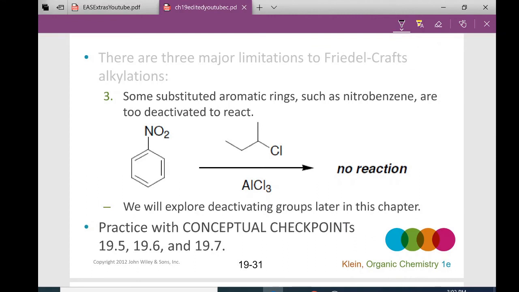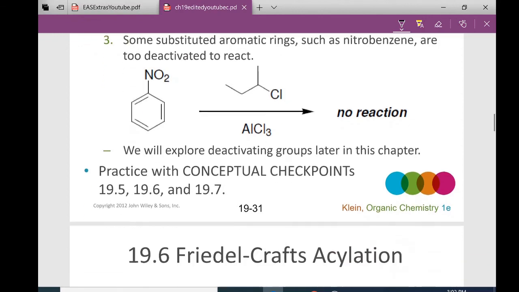Now, if you have a deactivator, which we're going to talk about later, on the ring, then it's going to deactivate the ring toward electrophilic aromatic substitution. And if you have something as electron withdrawing as, say, a nitro group, you're going to get no reaction because we really need that benzene ring to act as a nucleophile. And if you have an electron withdrawing group on the ring, that's going to destabilize that nucleophilic tendency.